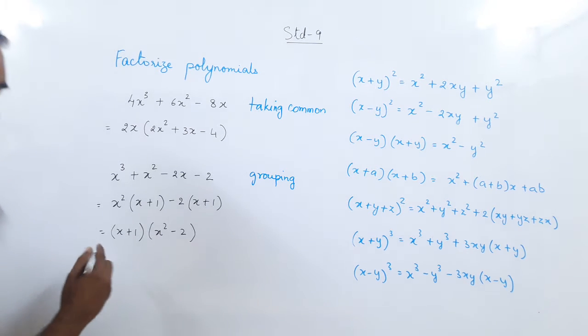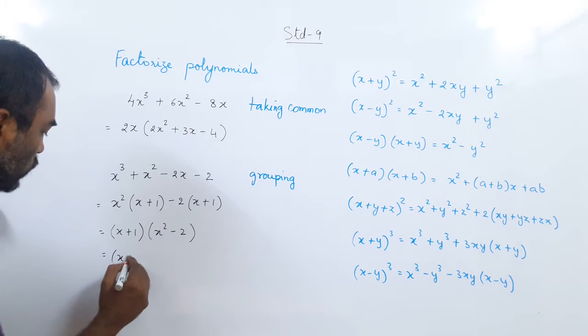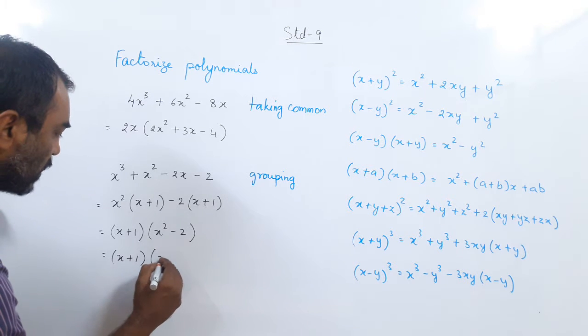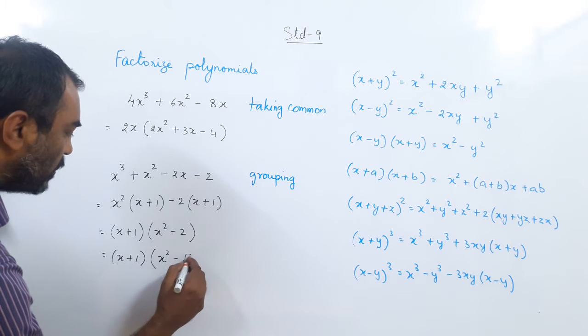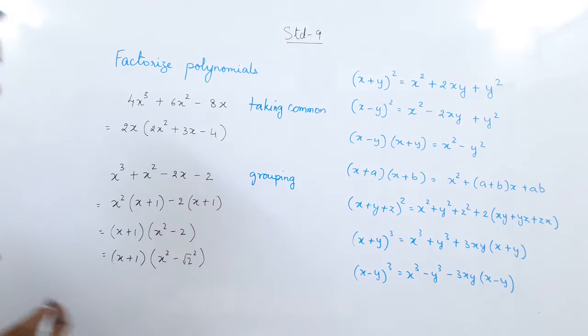Now, this can be further written as x plus 1, the factor we got, and this can be written as x square minus root 2 the whole square. Why have I written this root 2 the whole square?